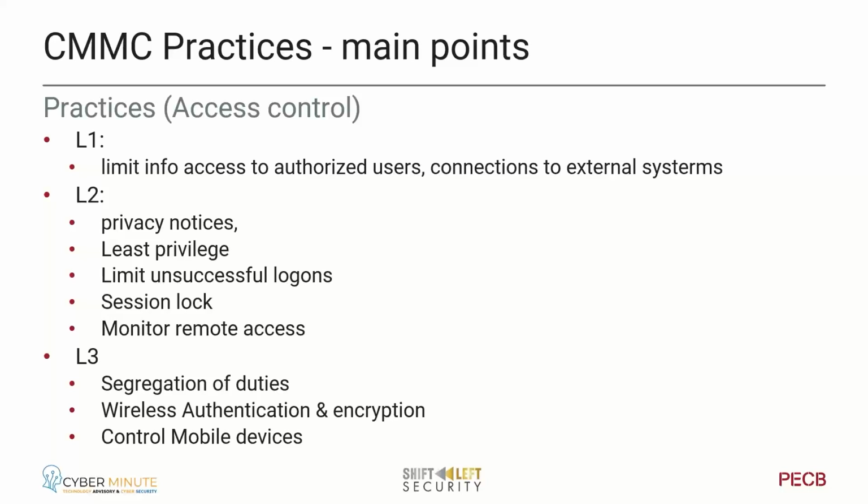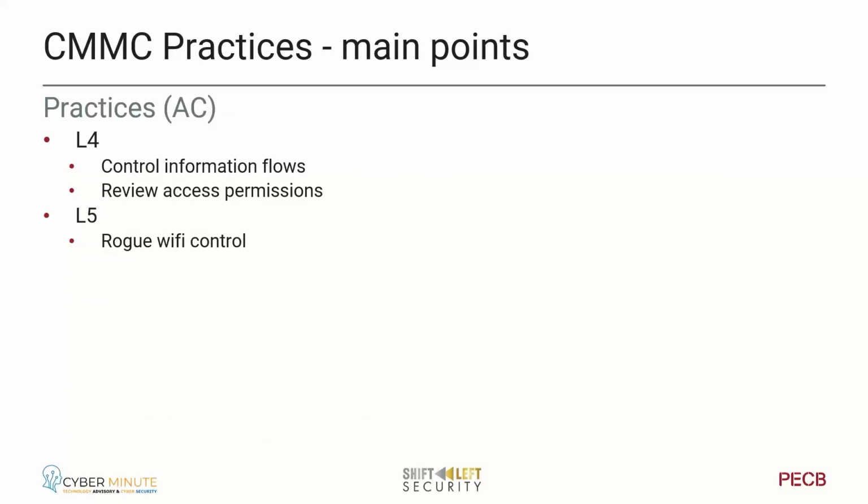And level 3 is segregation of duties: who can do what and why? Authentication of wireless and encryption, mobile devices: what is stored on the mobile devices, how can they access the corporate network, how do you make sure that they cannot access the confidential data that you need to protect, and do you have audit logs for that? Next, please.